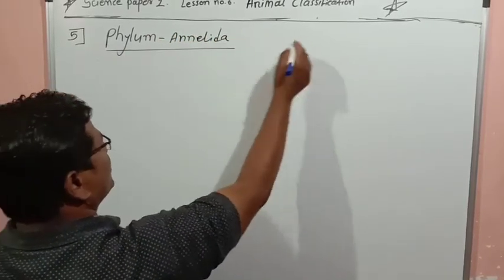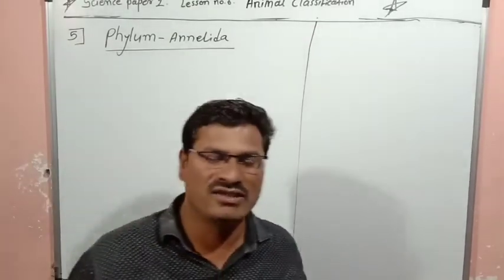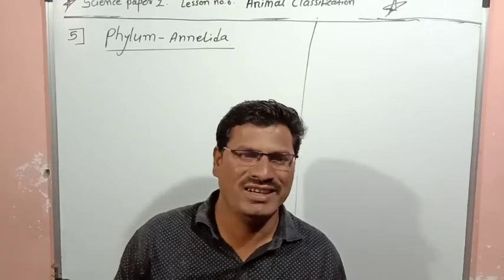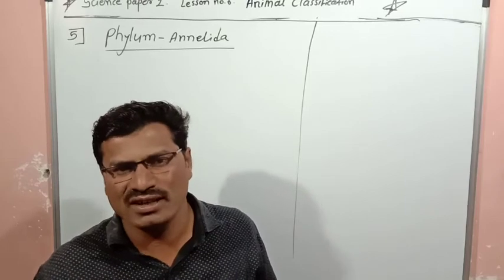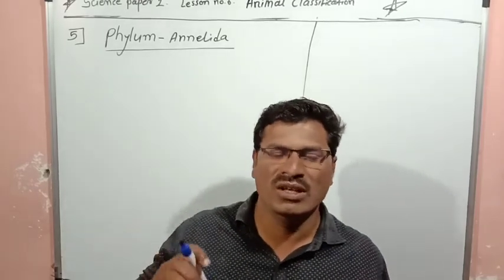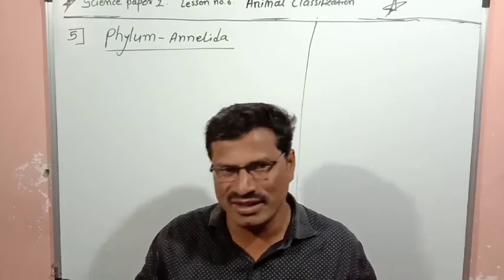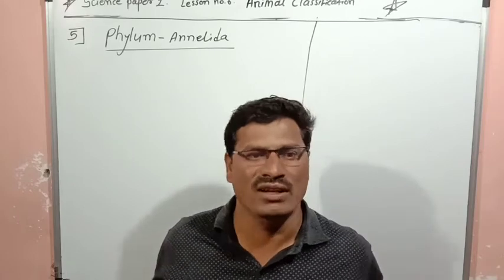So in Annelida, what are the characteristics, and what are the examples? That we are going to study. First characteristic: the body of these animals is long, cylindrical and metamerically segmented.